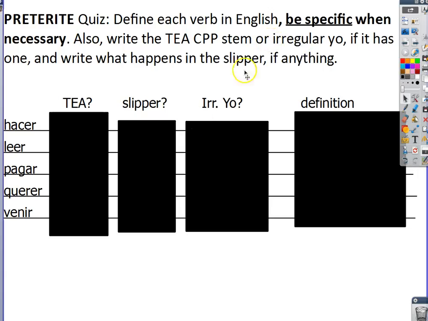But what you're about to start taking are verb quizzes that look slightly different, where they look like this, and it asks you to write the teacup stem, if it has one, or the irregular yo, and write what happens in the slipper if anything. So let's talk about what we do for these types of verb quizzes.